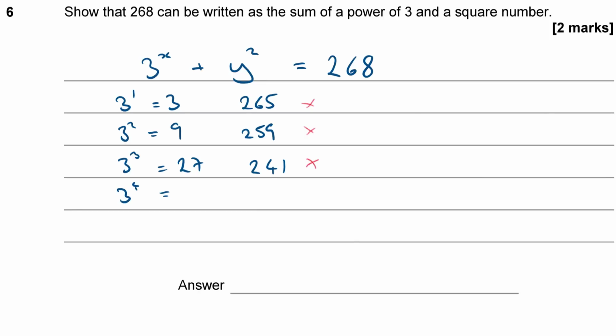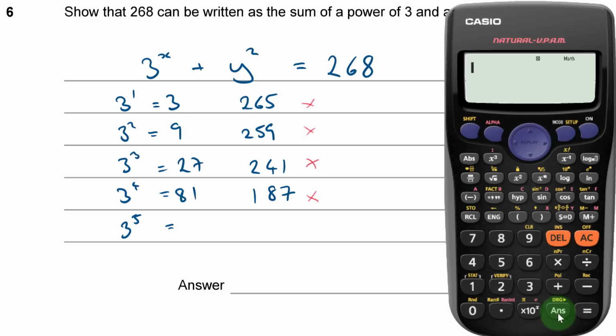3 to the 4 is 81, and 81 subtracted from 268 is 187. Again, having memorized the first few squares, I can recognize that that isn't one, so I'm going to carry on to the next one. 3 to the power 5. Now, you might not know that off the top of your head. You can just type it into the calculator. 3 to the power of 5, 243.